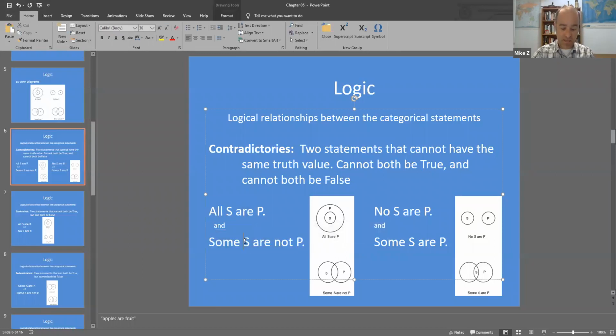All right, now let's go the other direction. If it's true that some mammals are not cats, then it must be false that all mammals are cats.